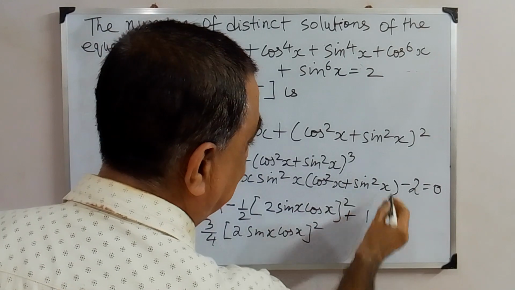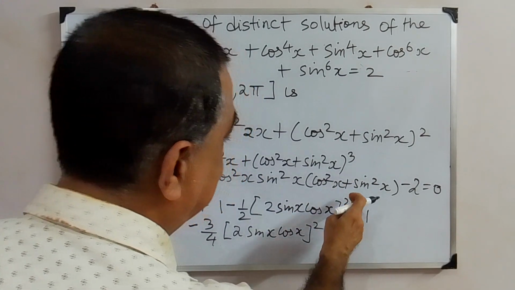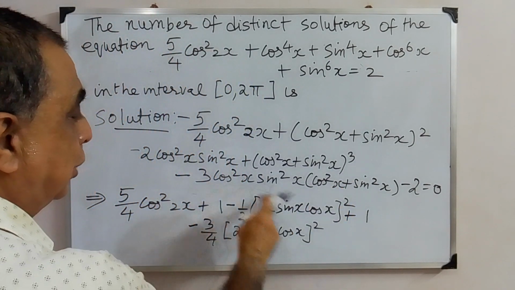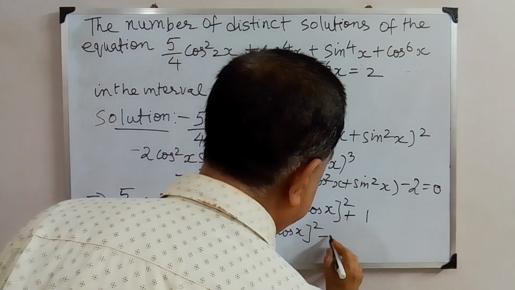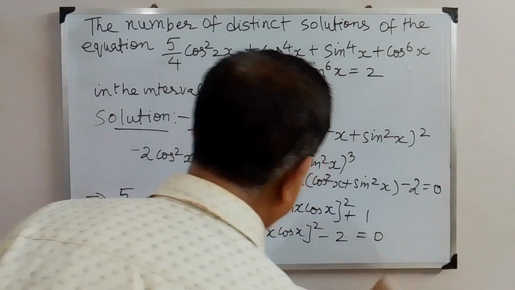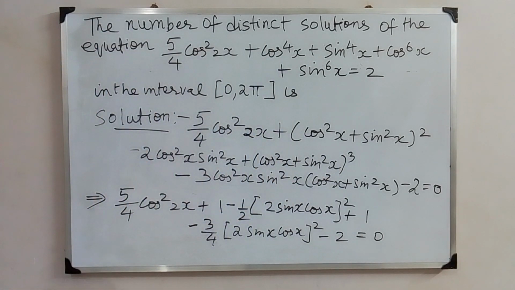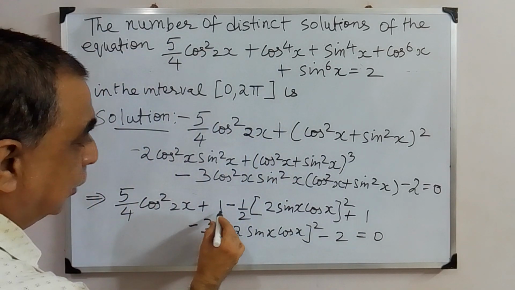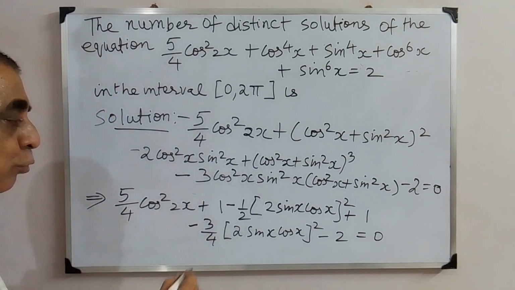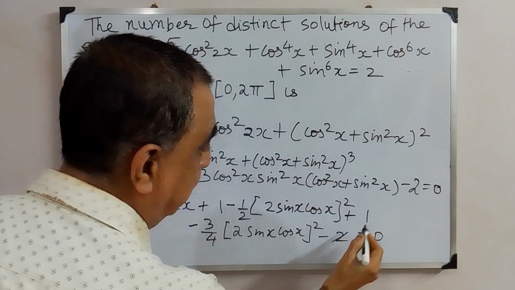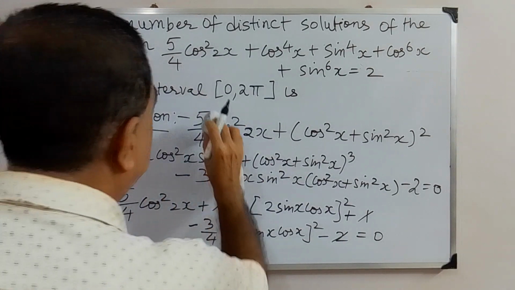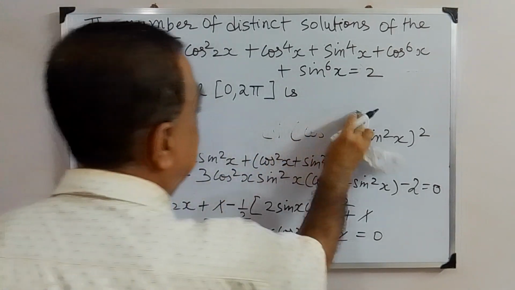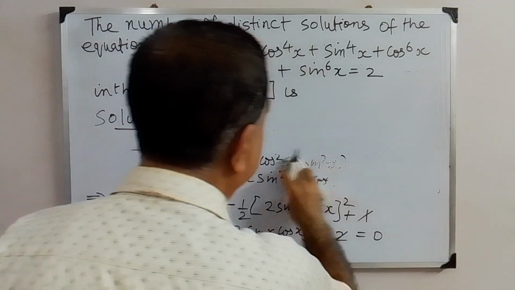Okay, and this value is 1, cos squared x plus sin squared x, so 1 into this will be this only, so I am writing it like that, minus 2 is equal to 0. So what we are getting here, plus 1 is plus 2, minus 2, so plus 2 and minus 2 are cancelling out. Okay, so then we are simplifying it further.